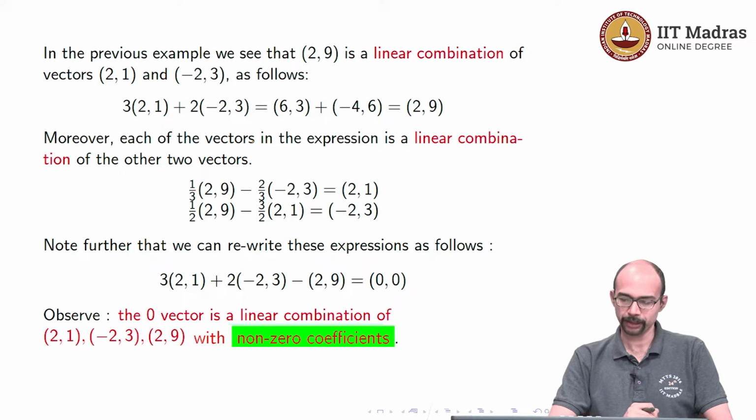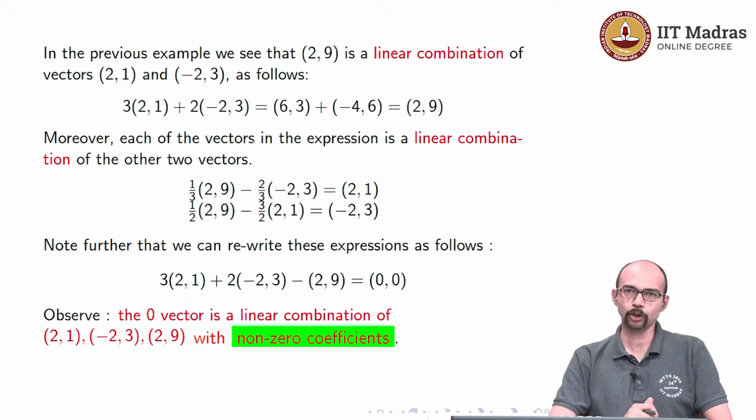So this is the important part. What are the coefficients here? The coefficients are 3, 2 and minus 1. Okay. So I should point out, I am emphasizing these non-zero coefficients. What happens if your coefficients are 0?